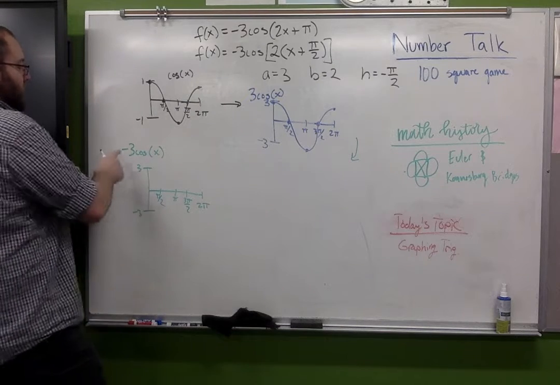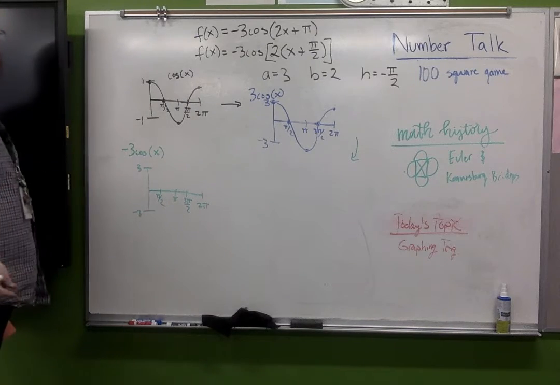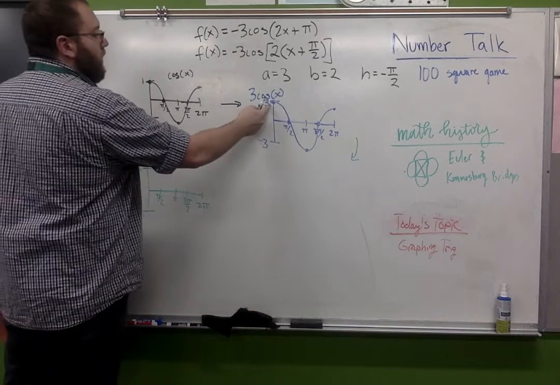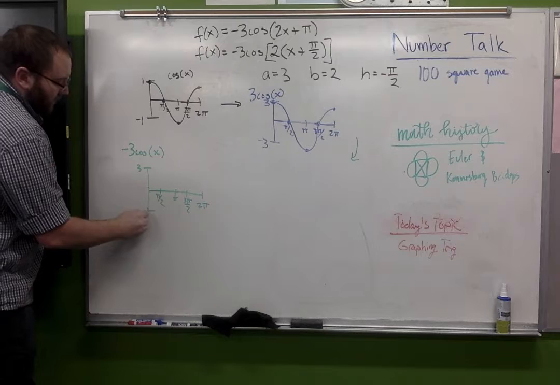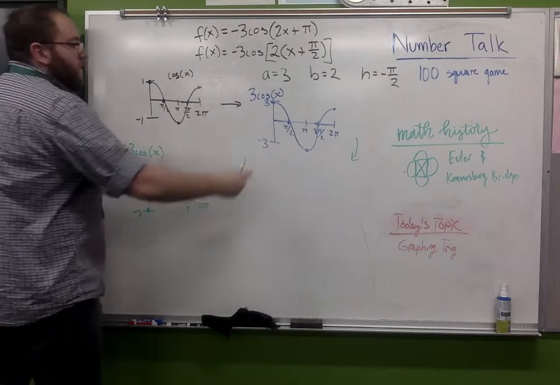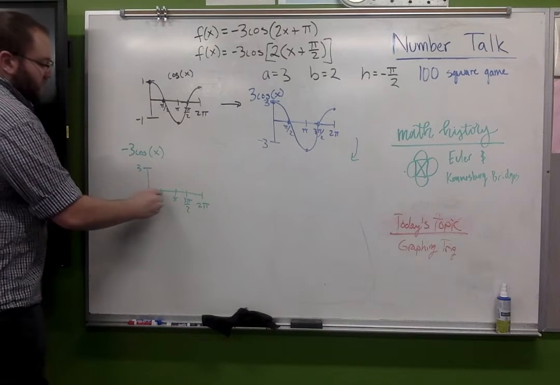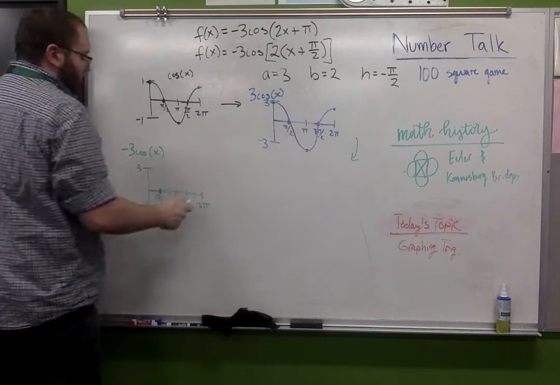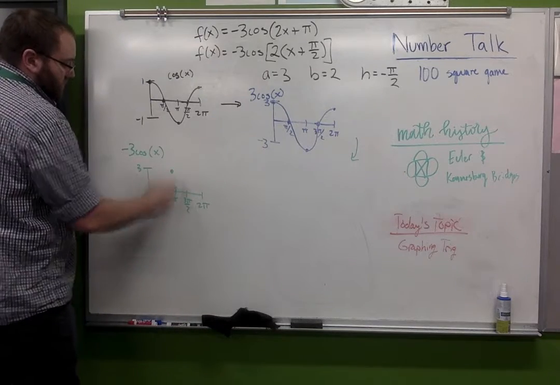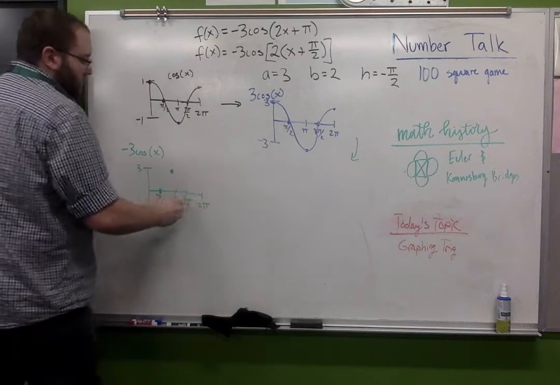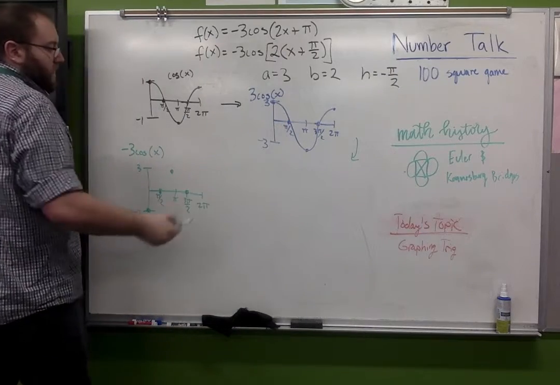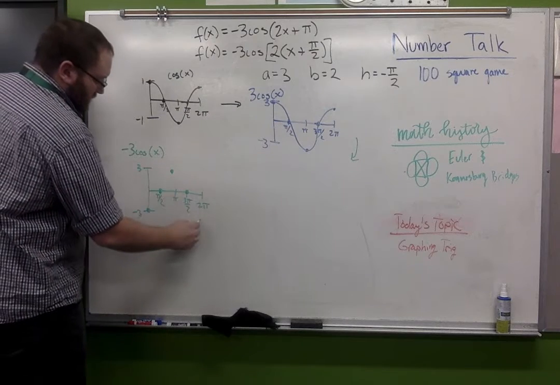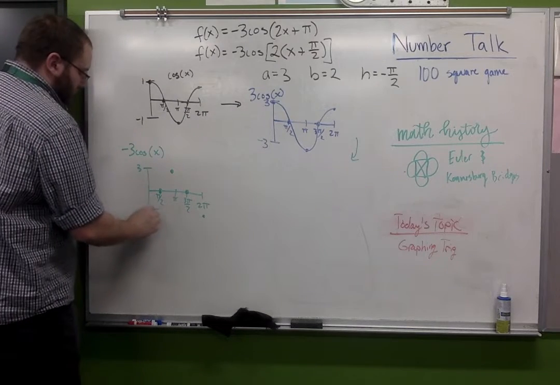Okay, but this negative changes all my y values and changes the sign, right? Multiplies it by a negative. So here at 0, I was +3, so now I'm at -3. Here I was at 0, so now I'm at -0, which is the same. Here I was at -3, change the sign to +3. Here I was at 0, change the sign to -0, which is the same. And then here I was at 3, change the sign, -3.